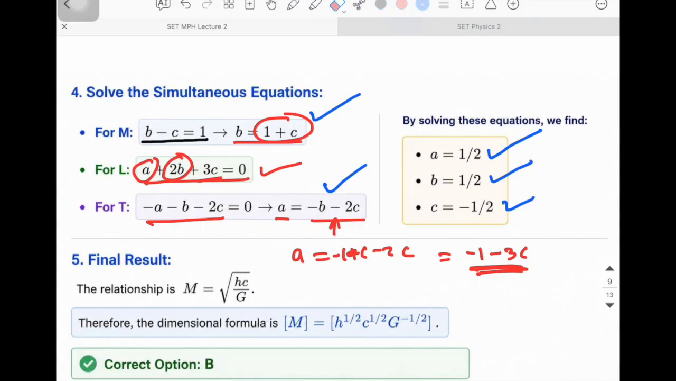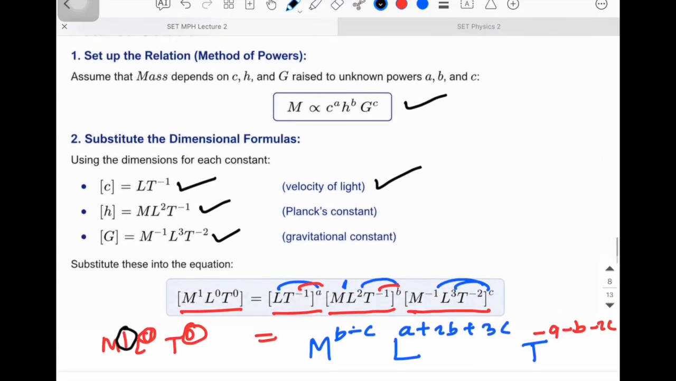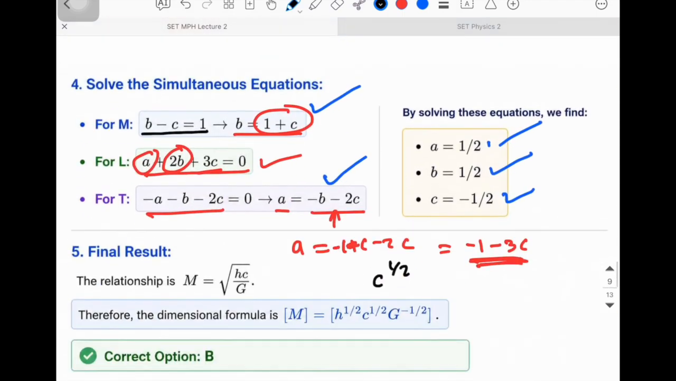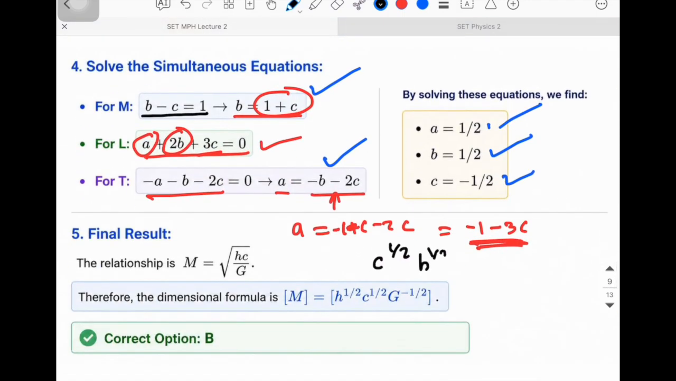So a power 1 by 2. So we will get a is 1 by 2. So m equal to c power 1 by 2 and h, g. We have written first c power a, h power b. h power also 1 by 2. g power minus 1 by 2. Okay. So under root c h. Under root hc we can write, minus 1 by 2, 1 upon under root g. So we can write under root hc by g.